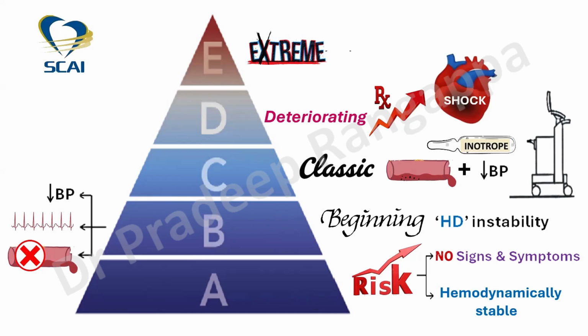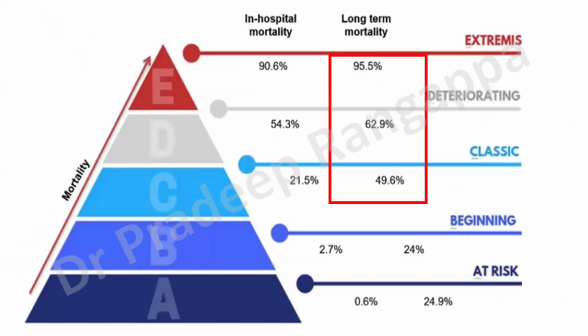By stratifying the cardiogenic shock into A to E, they have determined that there is a sequential increase in the mortality of these patients, both in-hospital and long-term mortality. If you look at A, who are at risk, long-term mortality is 24.9%, in-hospital is 0.6. When they go to B, the long-term mortality is still the same, and in-hospital is very low. Once they go to C, where hypoperfusion sets in, and there is a need for inotropes and balloon pump, which are typically the type of patients that come to ICU, you see the long-term mortality is 49.6.